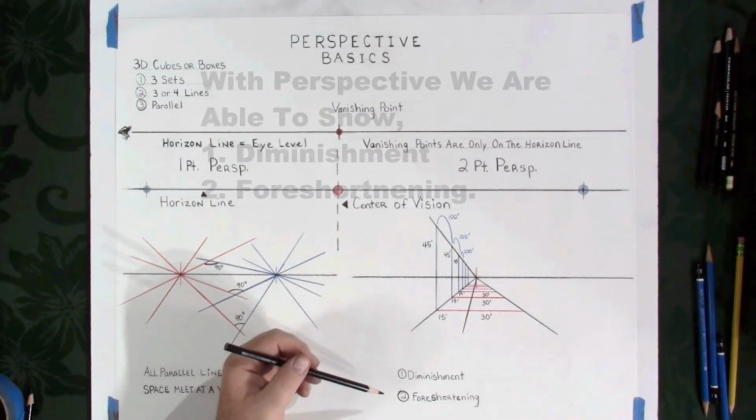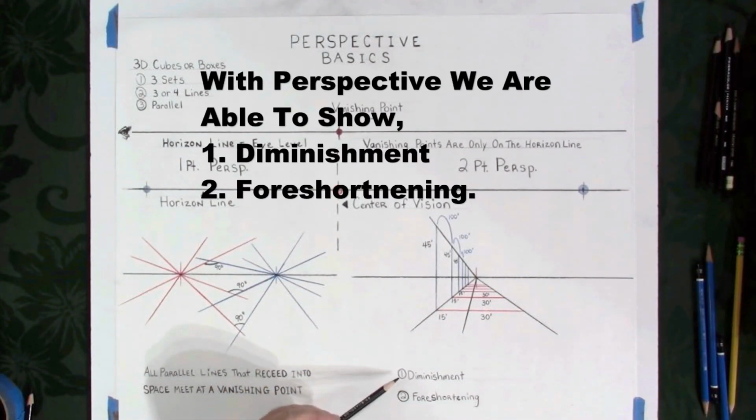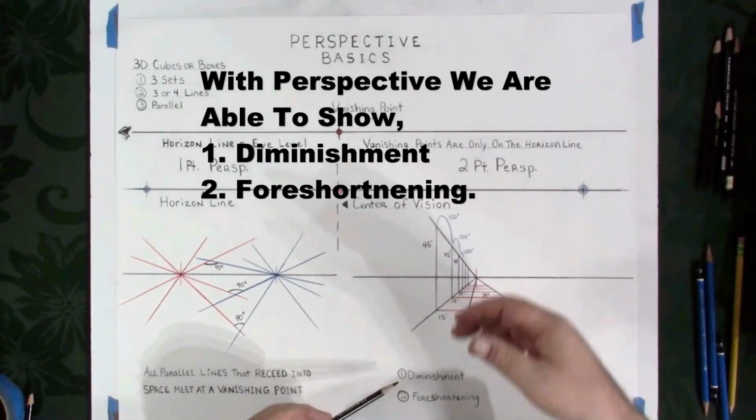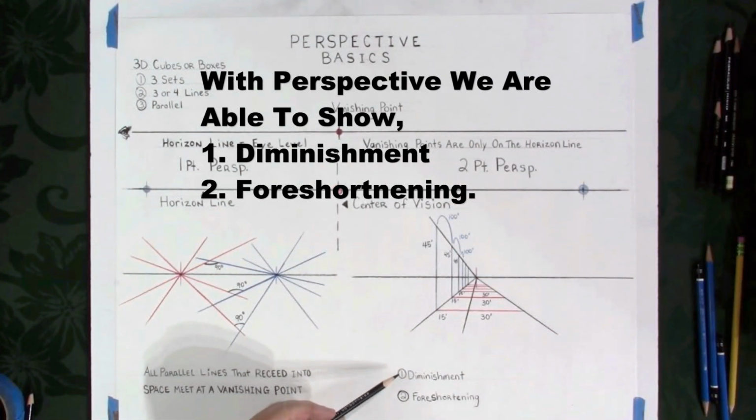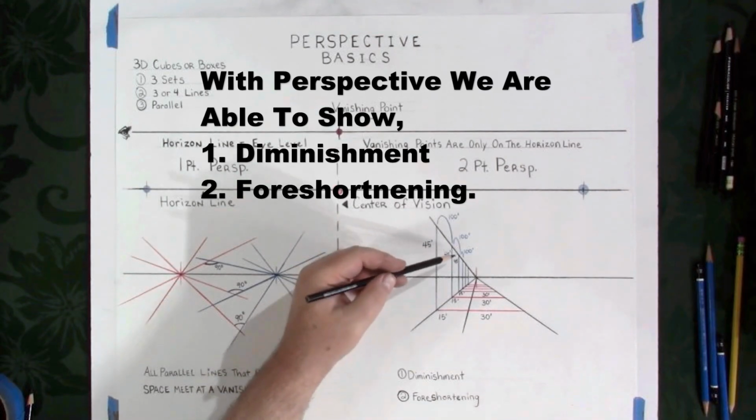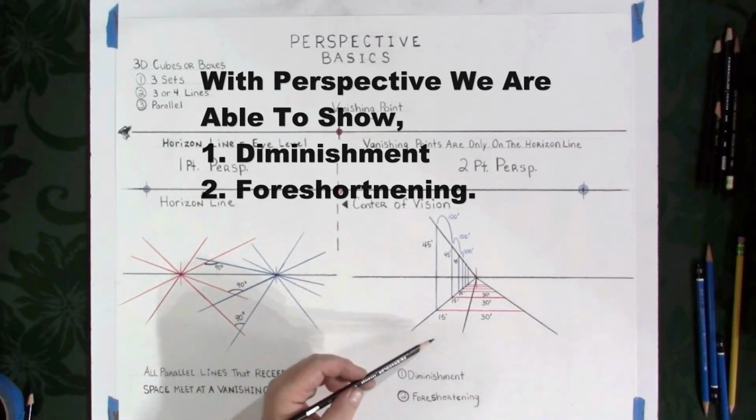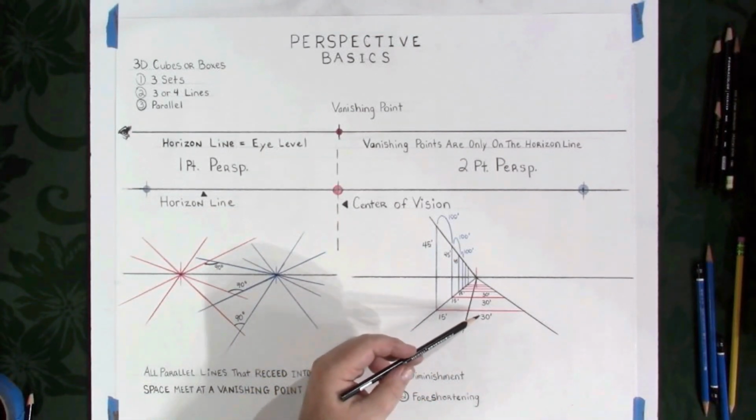So the two things that perspective gives us are, one, diminishment, and that means that things of equal distance get smaller as they go back. The other thing that it gives us is foreshortening, which means that things of equal length get smaller as they go back. So let's talk about diminishment first.